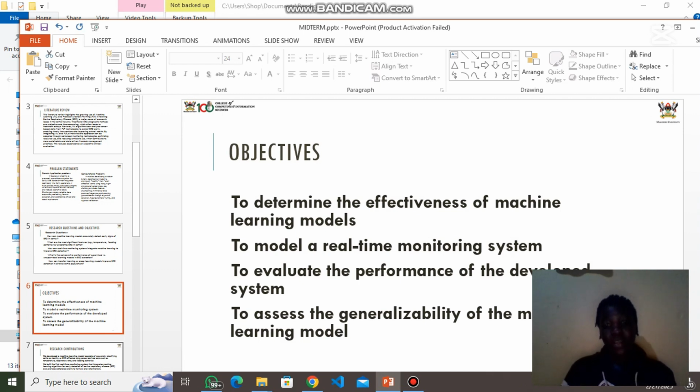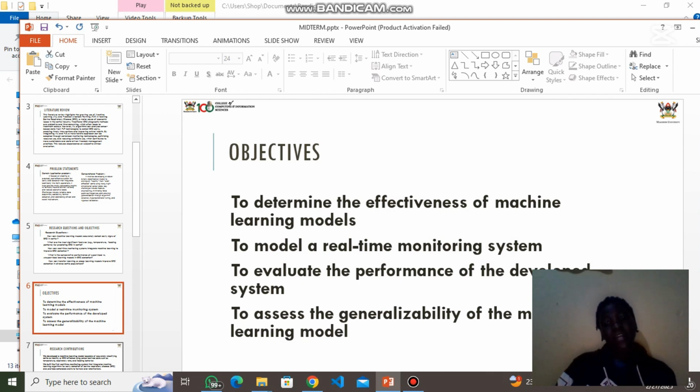Then, to model a real-time monitoring system, here we mean to create a system that provides continuous data. We want data to be provided continuously. Then, to evaluate the performance of the developed system, evaluation is basically concerning the accuracy and the efficiency, how the system is going to be performing in terms of efficiency and accuracy.